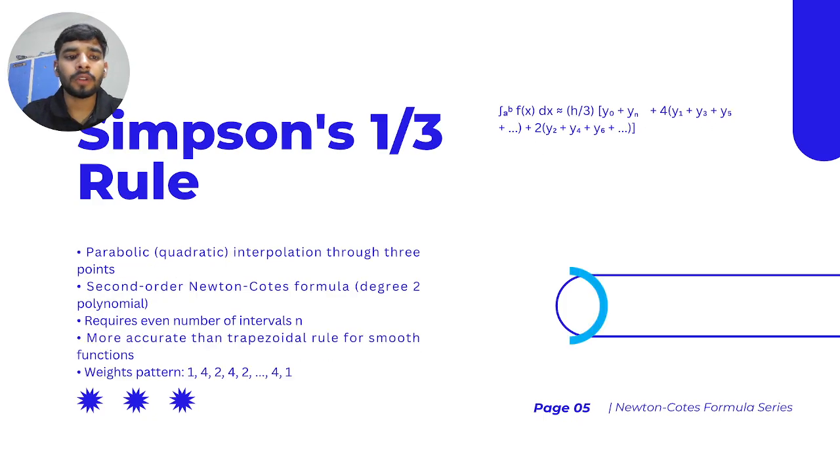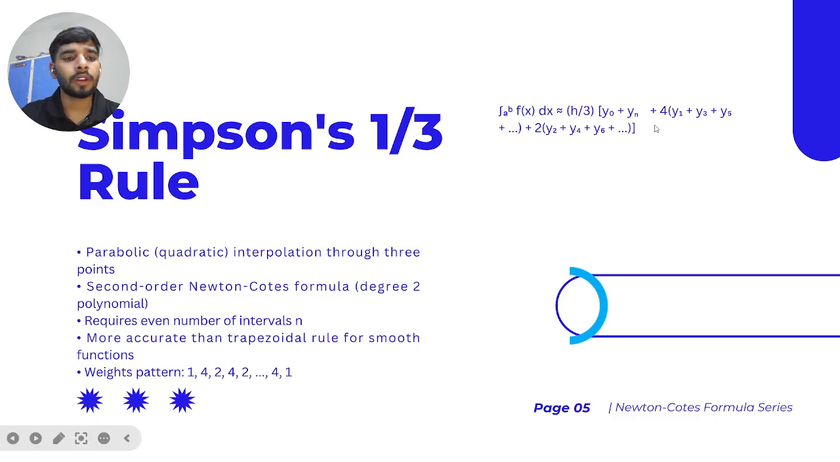Now we will move toward Simpson's 1/3 rule. This is a parabolic quadratic interpolation through 3 points. It is a second order Newton-Cotes formula, degree 2 polynomial, requires an even number of intervals, and is more accurate than the trapezoidal rule for smooth functions. The weight pattern goes like 1, 4, 2, 4, 2, 4, 1.